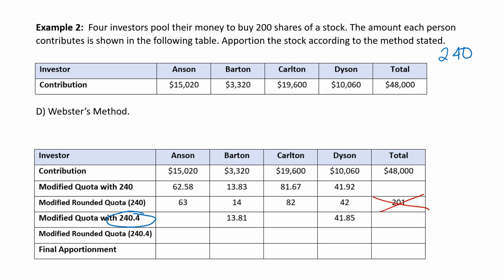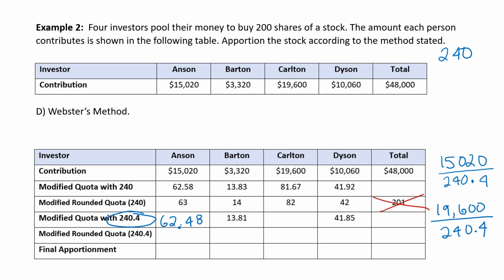On your calculator for Anson, take his contribution of 15,020 and divide that by 240.4. The output, 62.48. Barton's is already computed for us. Let's do Carlton's. 19,600. Divide that by 240.4. Use your calculator. And that quotient, 81.53.